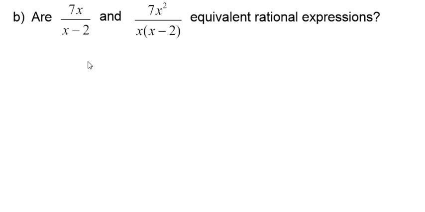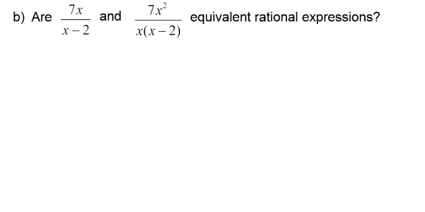In this video, we'll be going over how to determine whether or not two rational expressions are equivalent. The two expressions I have here are 7x divided by x minus 2 and 7x squared divided by x times (x minus 2).